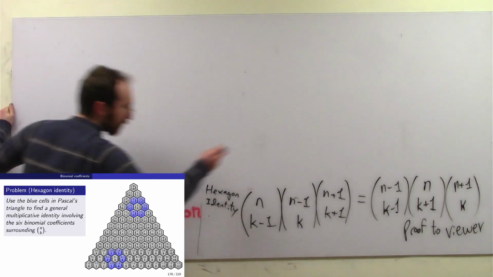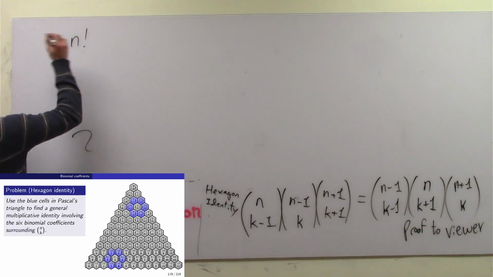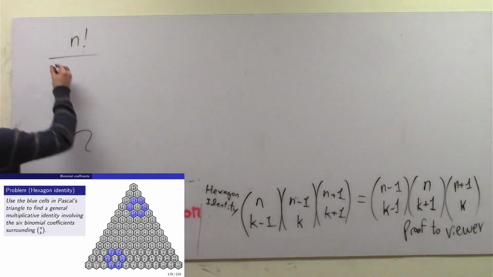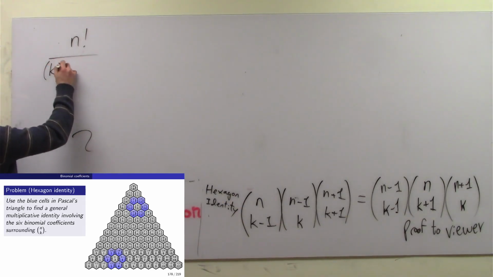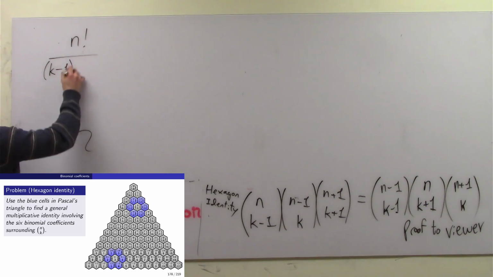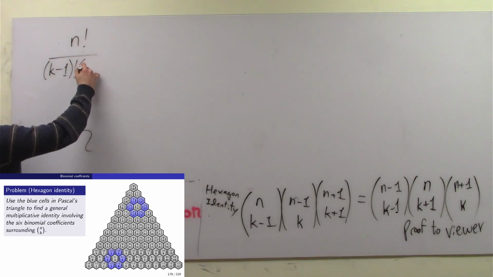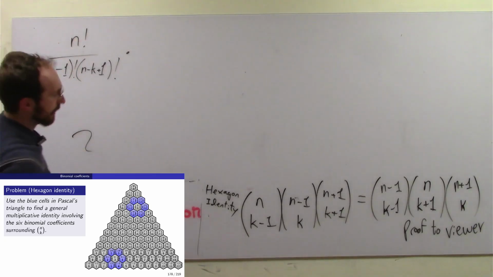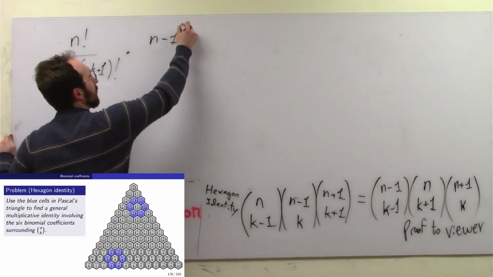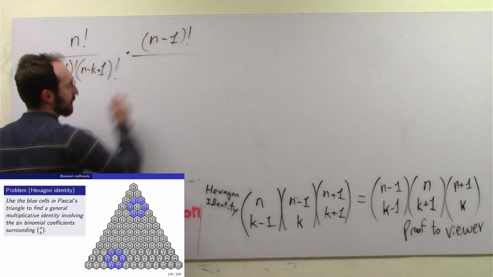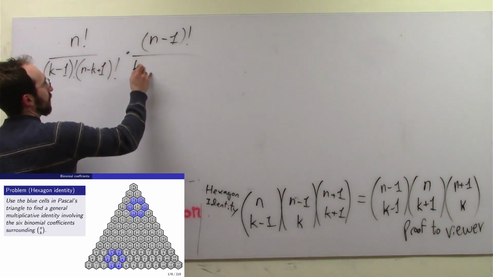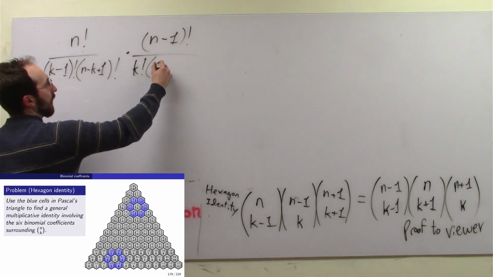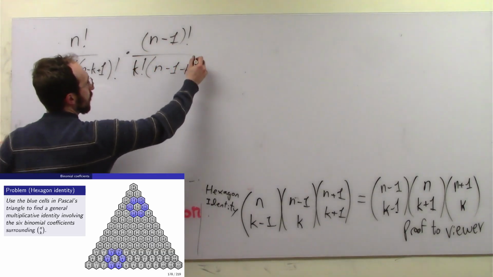Let's sort of expand this thing. What do we get? It's gonna look wonderful. So n choose k minus 1, well, that's n factorial divided by k minus 1 factorial times n minus k plus 1 factorial. Whew, already sweating. Times n minus 1 factorial divided by, we got k factorial, and n minus 1 minus k factorial.